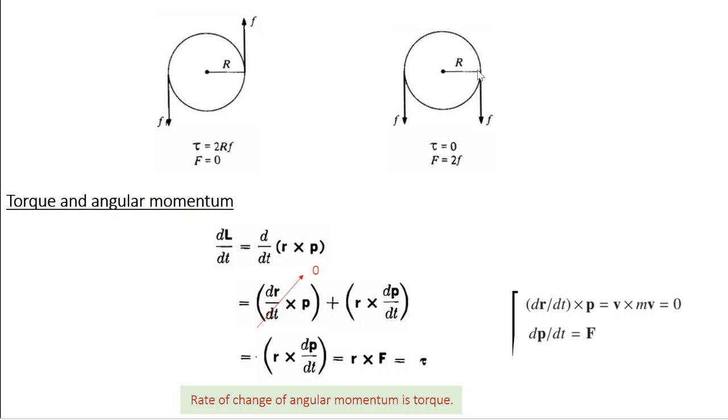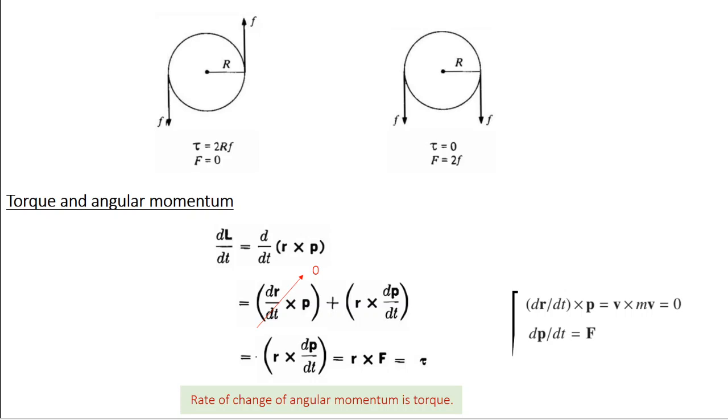So you have two torque components, one out of the plane, one into the plane. They have equal magnitudes, which means they cancel each other. So you have net torque being 0, but net force is non-zero. So these two examples clearly show that torque and force are completely different parameters.